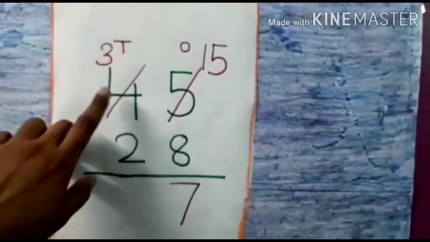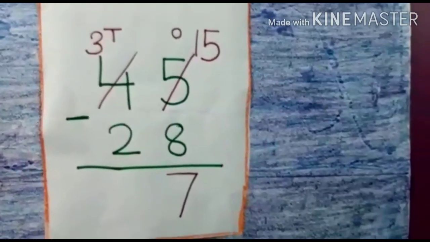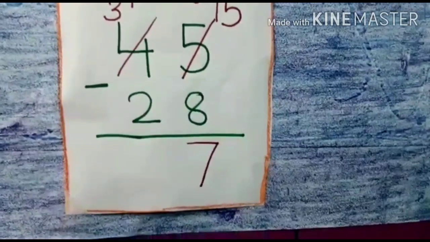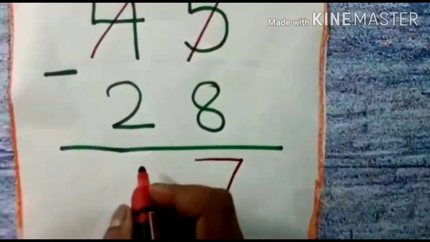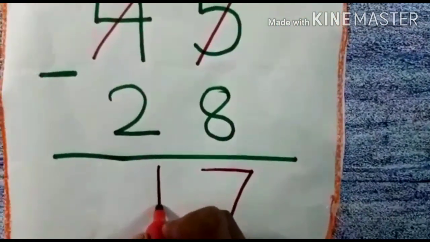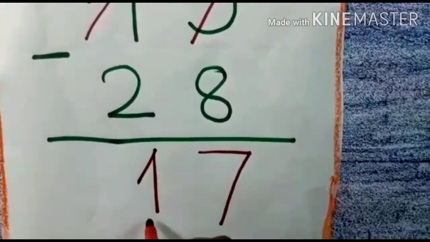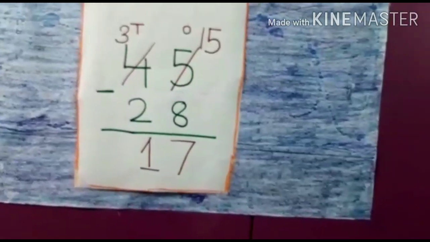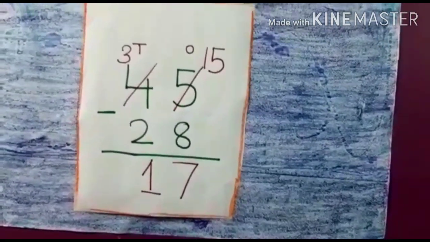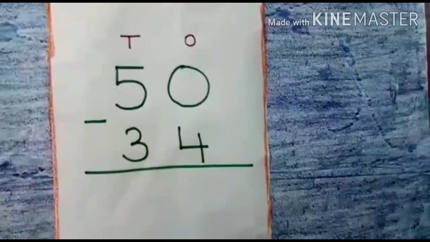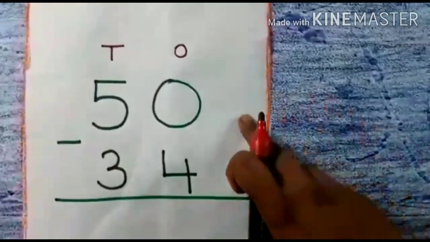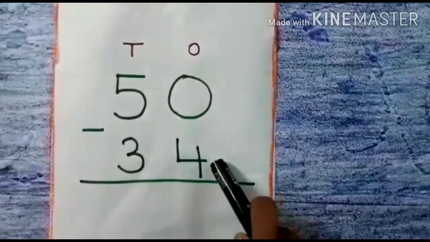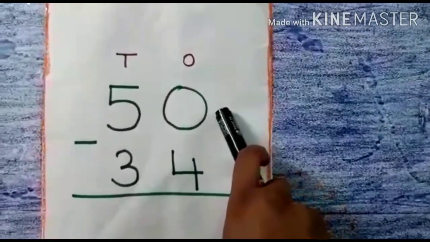And 3 minus 2 is how much? 3 minus 2. I think it is easy for you. Yes, it's 1. So clear, children? Yes, children, I have come up with another sum. You can see now I have to subtract 34 from 50.